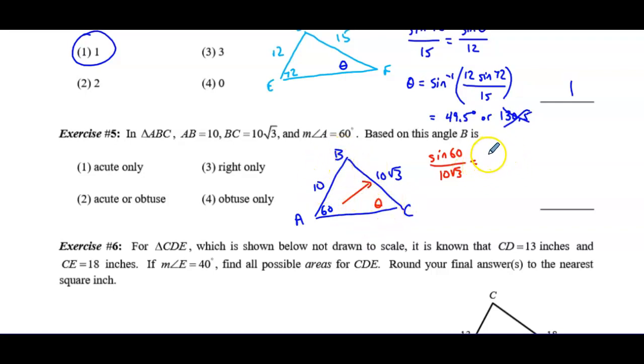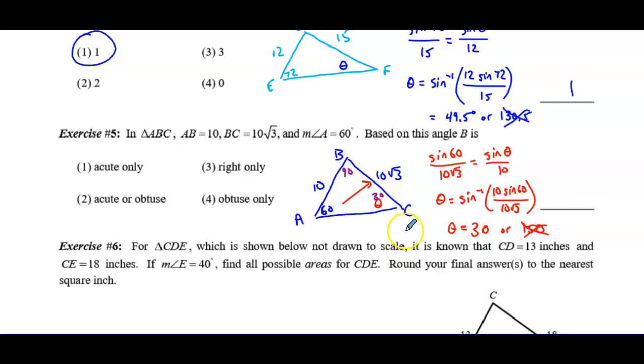All right, so if I work on this, sine theta over 10, and then theta would equal inverse sine of 10 sine 60 over 10 root 3. And so theta comes out to 30 or 150. Well, that 150 is too many degrees for 60, so theta equals 30, which means angle B must be 90. Now, wait a minute. This was a right triangle.